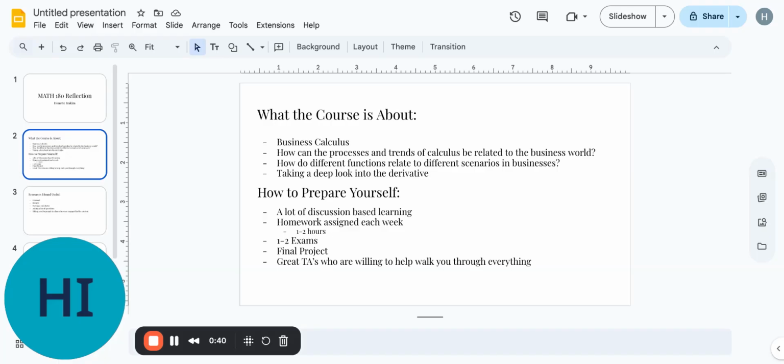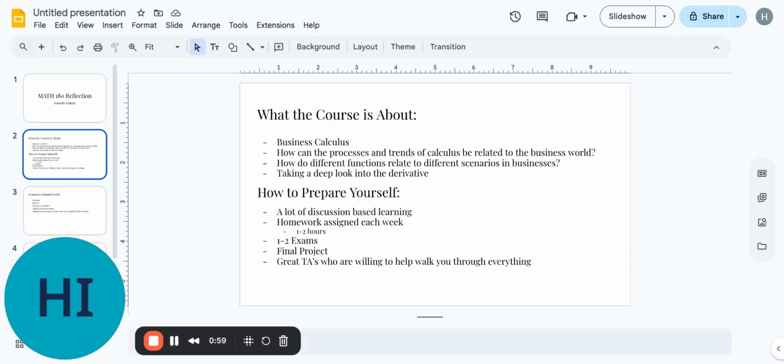And then in doing that, we took a deep look into the derivative because if you don't know what the derivative is, it's ultimately like a rate of change. And so that really has a direct relation to business because things change really often in business. And so it's a really good correlation between the two.